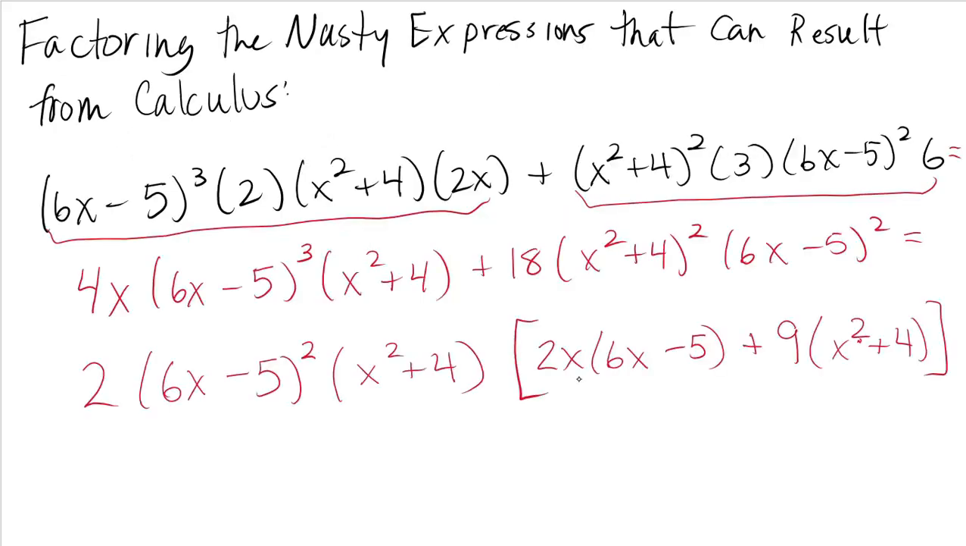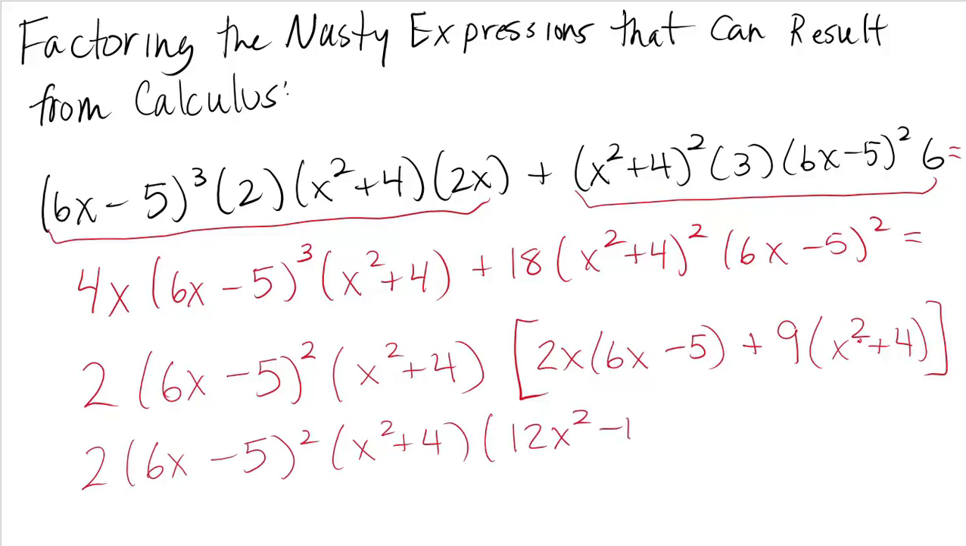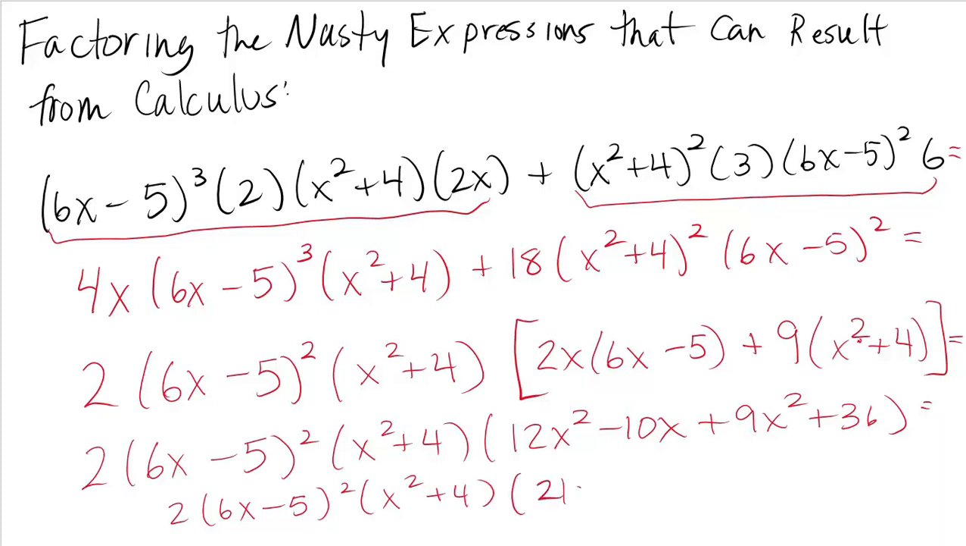This is factored at this point, but we usually simplify this to see if we can go any further. So we'll do that quickly here. I use the distributive property here to get 12x squared minus 10x. I use the distributive property here to get 9x squared plus 36. And now we collect the like terms inside that set of parentheses, copying down all the rest of this stuff. And we get 21x squared minus 10x plus 36. This turns out doesn't factor, and so we're done. If this did break down further, we would do so. I promise you that it does not, so we're done.